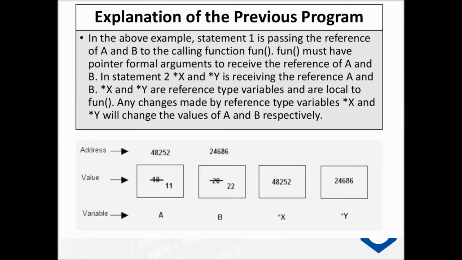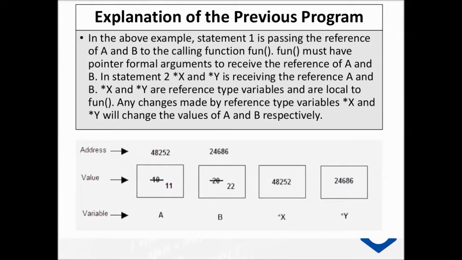Any changes made by the reference type variables x, static x and static y will change the values of a and b respectively. Graphically, we see that we declare two variables a and b, and we place the value a equal to 10 and b equal to 20. And we say that a has an address 48252 and b has an address 24686.